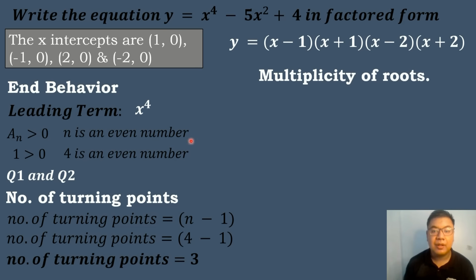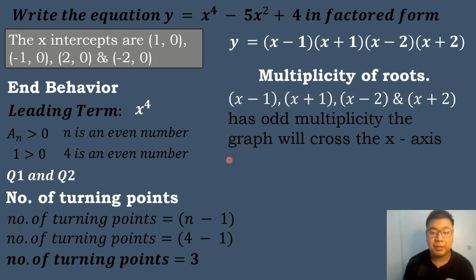And then after that, we will get the multiplicity of roots. To get the multiplicity of roots, we will look at the factored form of the polynomial function. So x minus 1, the exponent of x minus 1 is to the first power. Therefore, it has an odd multiplicity. The exponent of x plus 1 is 1, and 1 is an odd number. Therefore, it has an odd multiplicity. Same goes with x minus 2 and x plus 2.